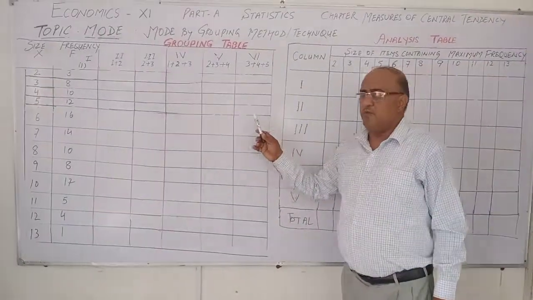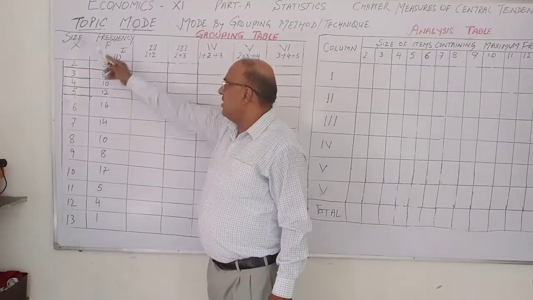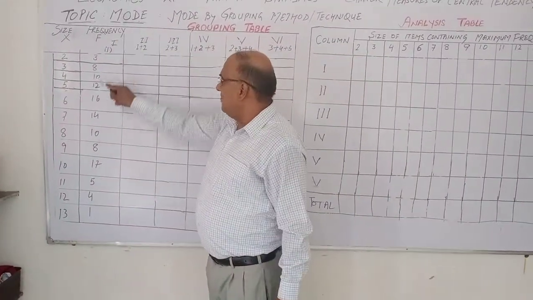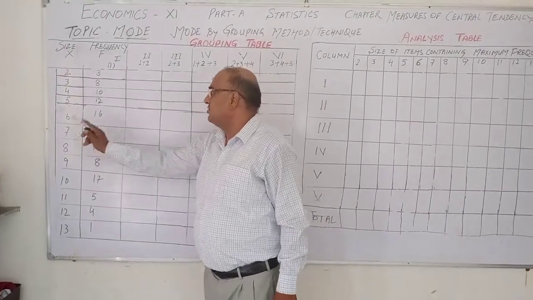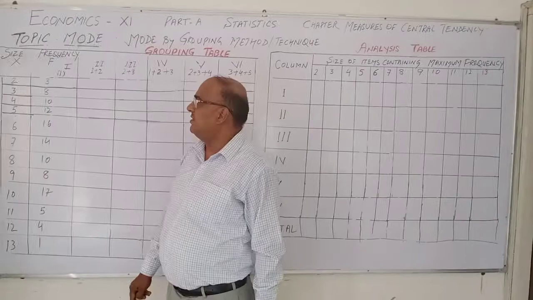So first of all, we have to make the grouping table. And this is the question which is given to you. Size is given and frequency is given. This is the question. Mode always comes from size, not from frequency.